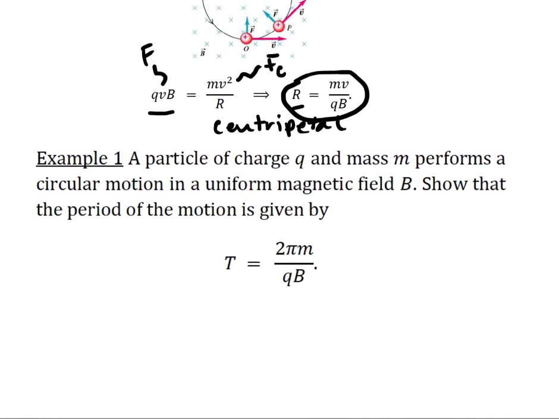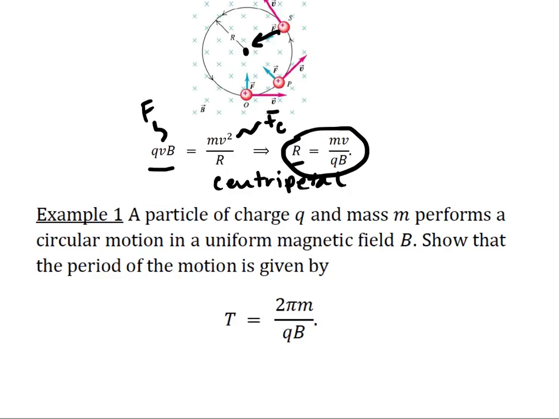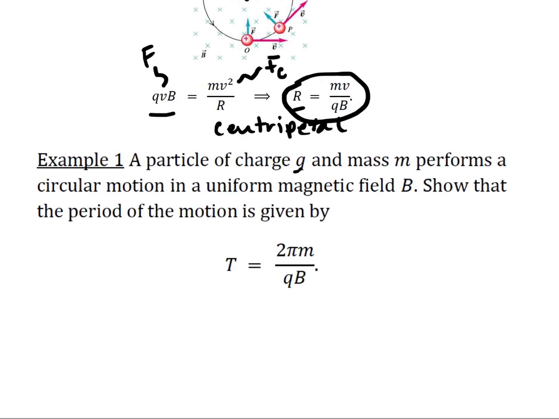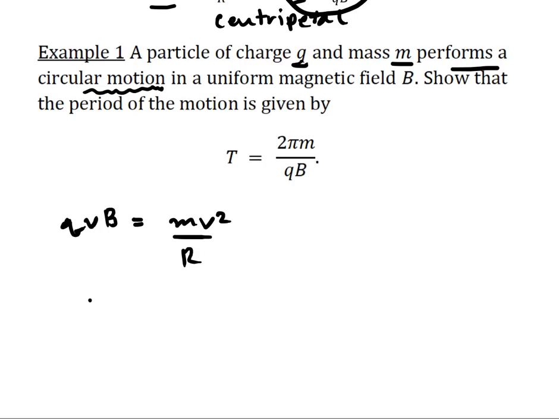We consider the case for the circular motion of the charge. The question gives you the charge q, the mass m, and they tell you that the charge is performing a circular motion. When they tell you that it performs a circular motion, you can simply start with qvB, the Lorentz force, equal to the centripetal force, mv squared over r, which will give you the radius r equals mv over qB.